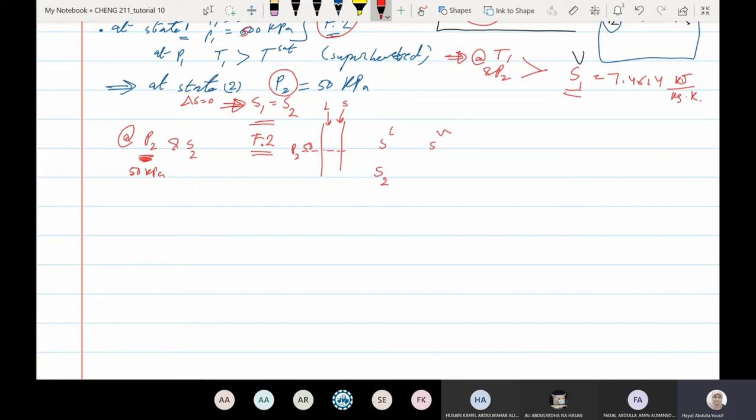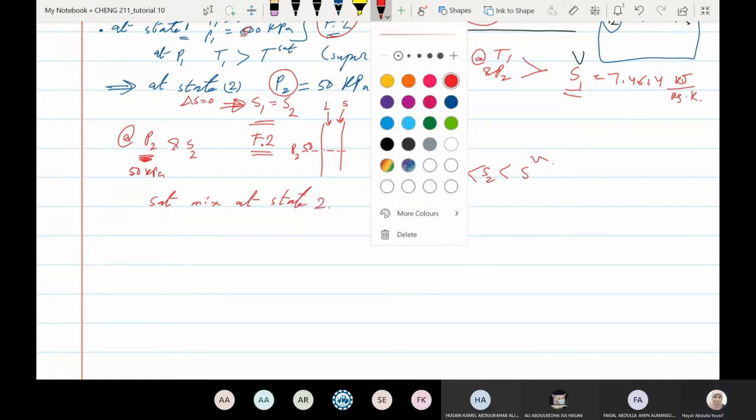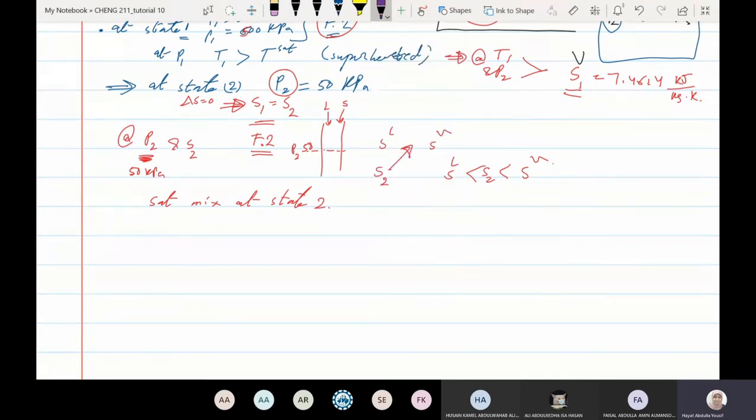Now, for those who have the table in front of them, I hope you can see that S2 is in between S liquid and S vapor. Because of that fact, I can simply say that I have a saturated mixture at state 2. But the point is, if it is a saturated mixture, then how can I find enthalpy? Remember what they need in the question: they need H2. And I cannot find H2 if it is a saturated mixture unless I know the quality.